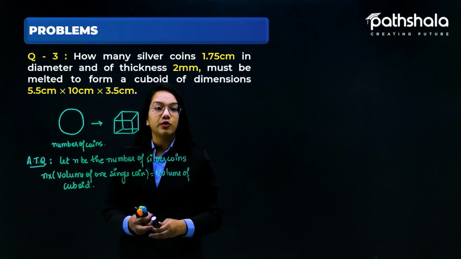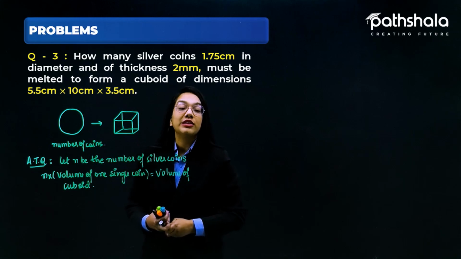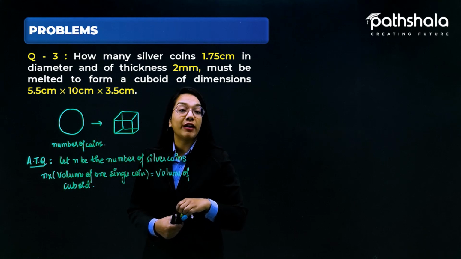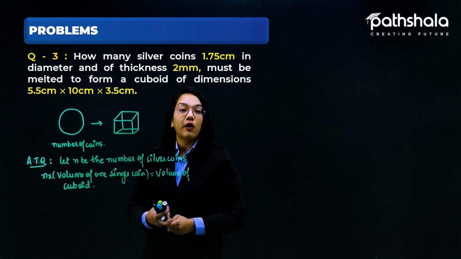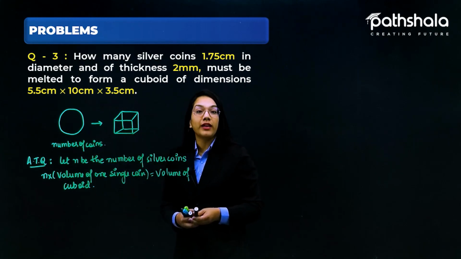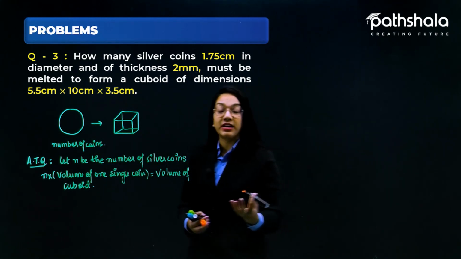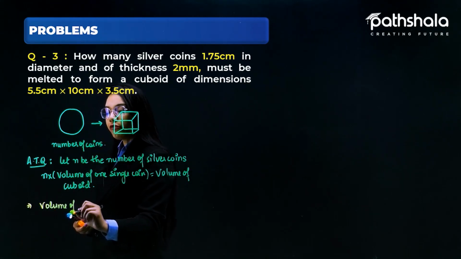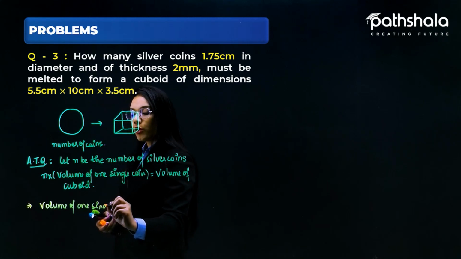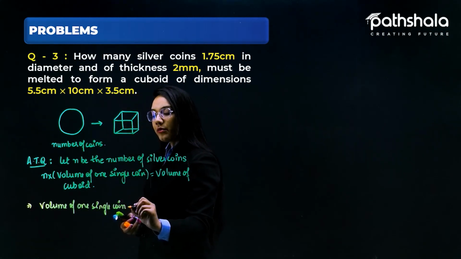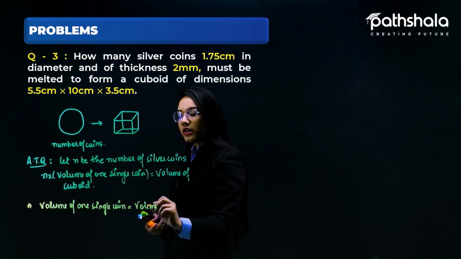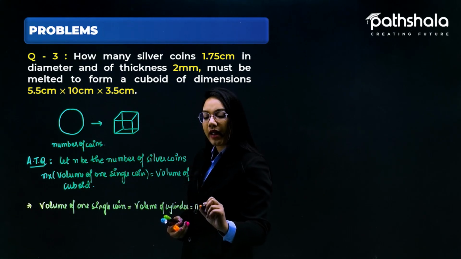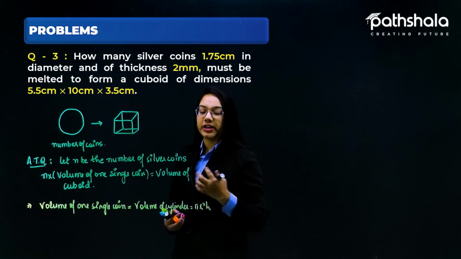First of all, let us find out the volume of one single coin. As you can see, the volume of one single coin is similar to finding the volume of a cylinder, because a particular coin is nothing but a cylinder. So the volume of one single coin is equal to the volume of the cylinder, which is pi r square h. Now let's talk about the radius and the height.